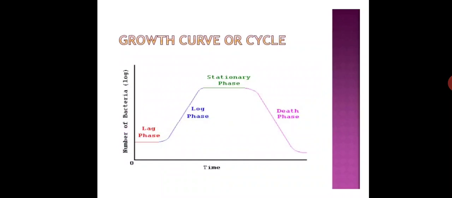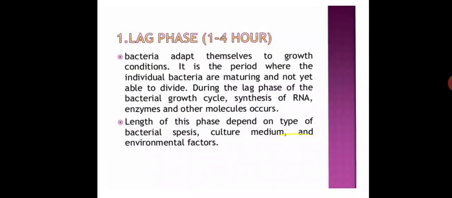Here you can see different phases, and they are given in different colors too. The first one is the lag phase, followed by the log phase, and there is a constant period called the stationary phase, followed by the death phase or decline phase. If you plot time on the x-axis and the number of bacteria on the y-axis, you can see the lag phase, log phase, stationary phase, and the death phase. So these are the four phases of the bacterial growth curve.